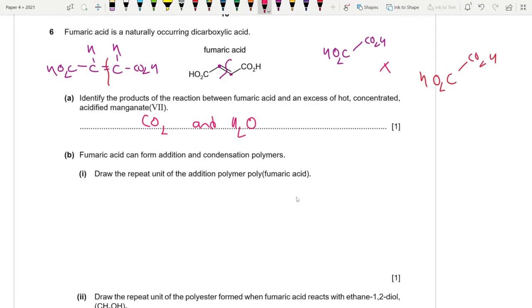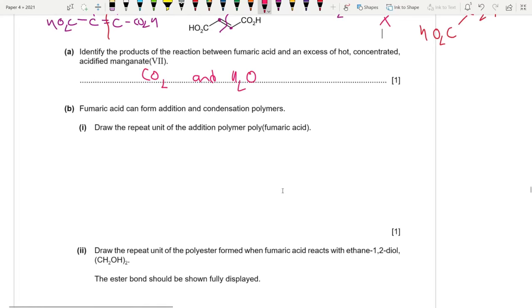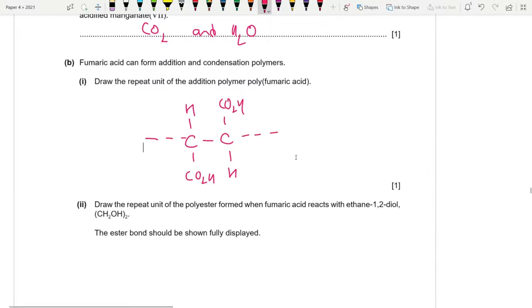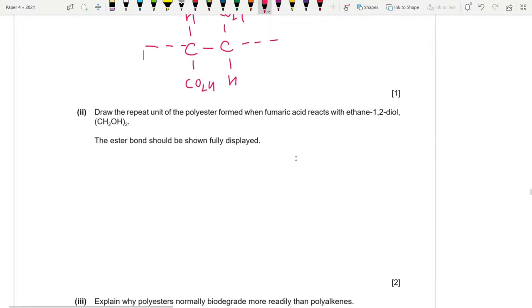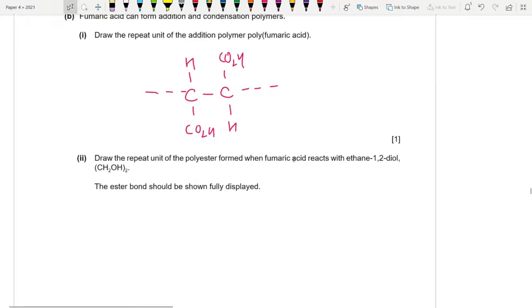Fumaric acid can form addition and condensation polymers. Repeat unit for addition polymers. Okay, so this is a trick. Basically draw it straight in a straight line like this. Next, hydrogen over here, CO2H over here, similarly hydrogen over here, CO2H over here, and we're going to have a dotted line like this. Repeat unit.